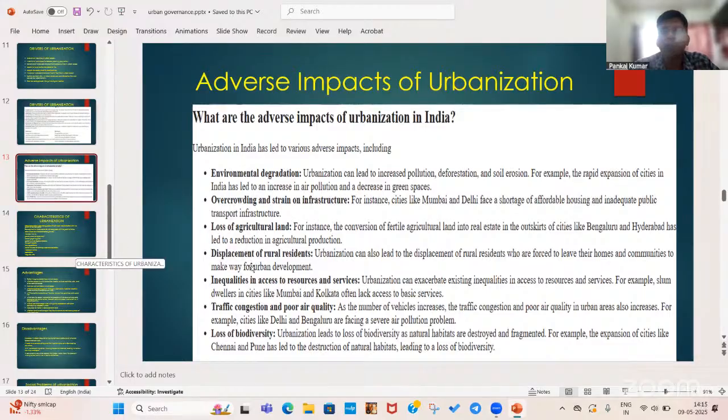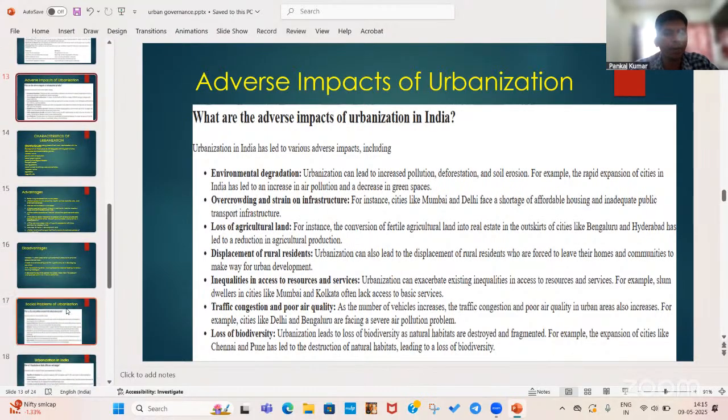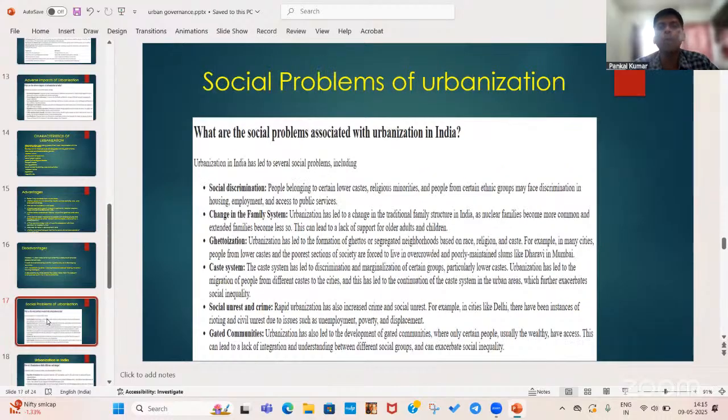Now, having discussed adverse impacts of urbanization, we'll go into some specific adverse impacts, which are social issues. What are the social problems of urbanization that we'll discuss, right? So let us discuss the social problems which are linked or associated with urbanization. Okay. So urbanization in India particularly has led to several social problems. Number one, social discrimination.